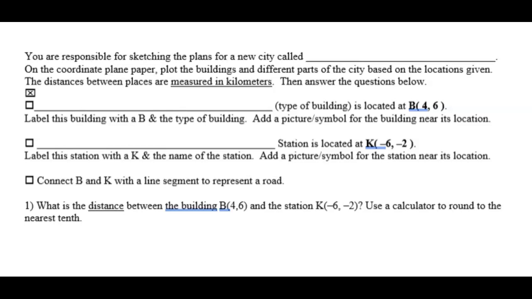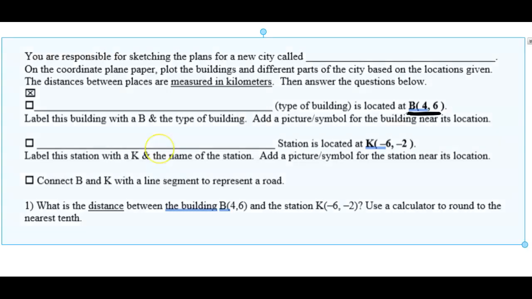At B, which is at 4, 6, you're going to put the letter B, and then you're going to put that type of building. You may want to read through this to see what's all involved first. There's a station here. What kind of station might you put in? Police station, fire station, train station, bus station. There's all kinds. Gas station. So what kind of station is going to be at K? And then put the letter K and name your station. If you draw a little picture, you'll get a little bit more credit. If you cut out a little picture, you might get a little bit more credit. So print some pictures tonight and cut them out.